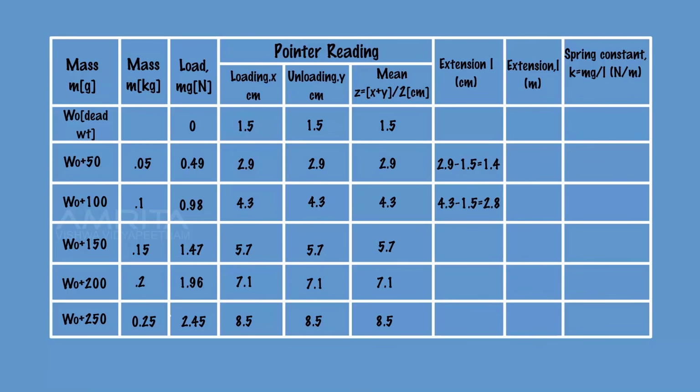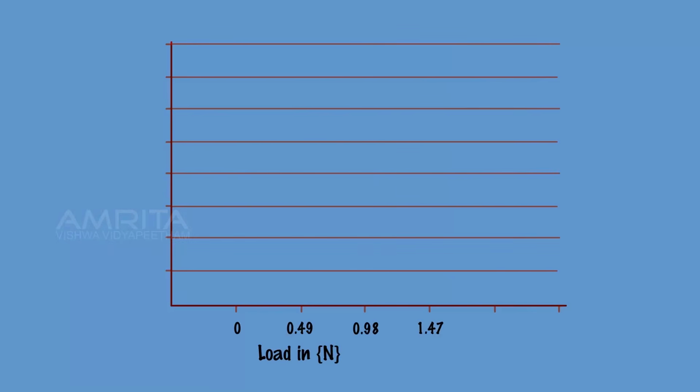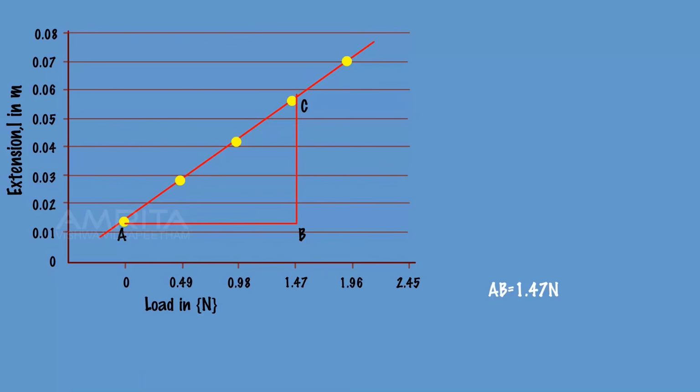From the observed scale readings, we can calculate the extension produced by the spring from each load and thus the value of spring constant. The mean value of spring constant is then calculated as 35 Newton per meter. We can now plot a graph with load along x-axis and extension along y-axis. It is found to be a straight line. The slope of the graph gives the value 35 Newton per meter, which is the spring constant of the spring.